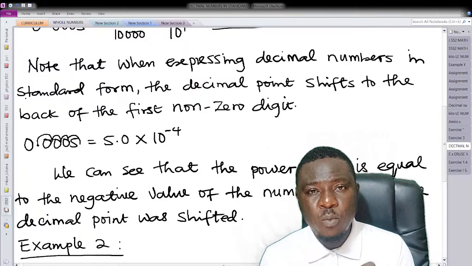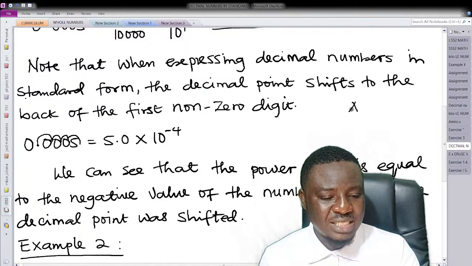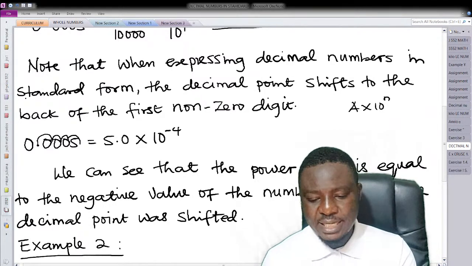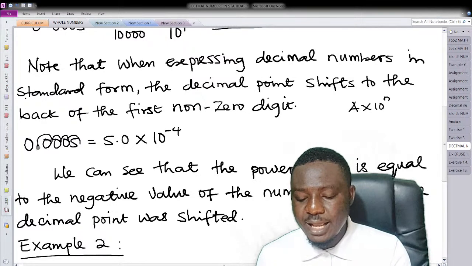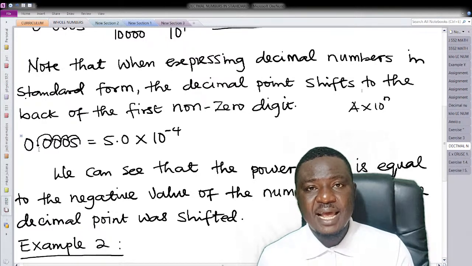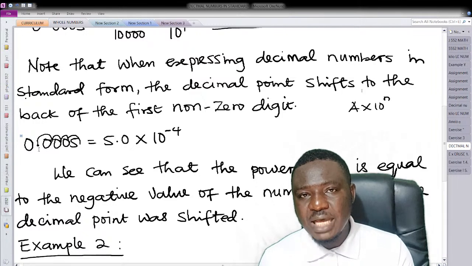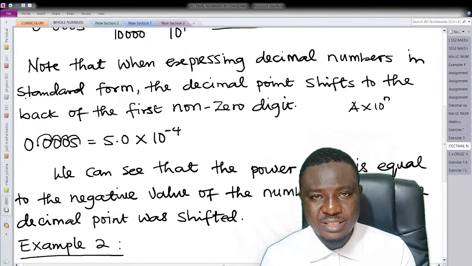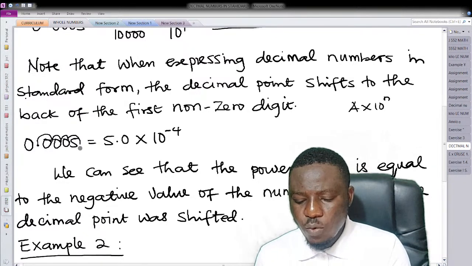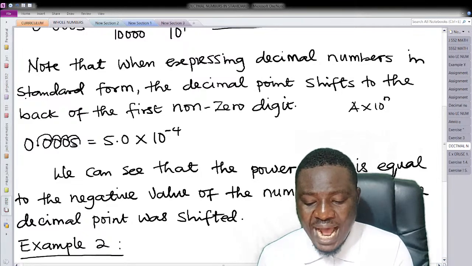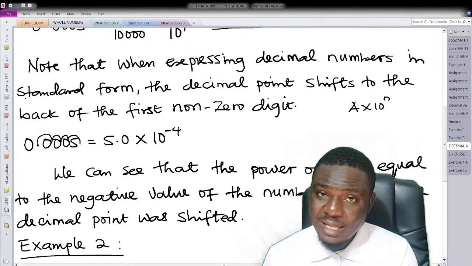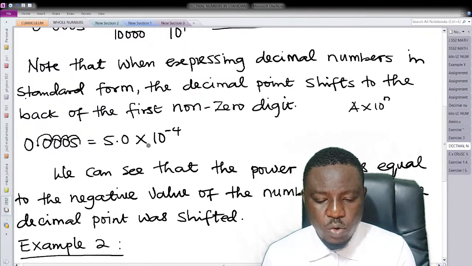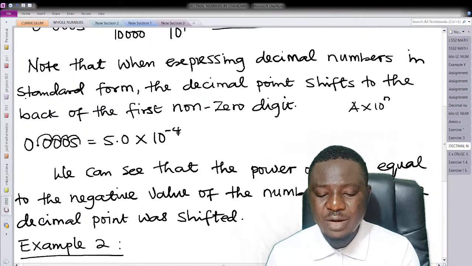Otherwise, it will not conform with that expression I gave you as a times 10 raised to the power of n. So for it to conform with this, the decimal point must be placed at the back of the first non-zero digit. So you keep moving it until you get to the first non-zero digit. So when you do that, this can now be expressed as 5 point whatever you have, that is if there are other digits other than 0. 5, this becomes 5.0 times 10 raised to the power of minus 4.